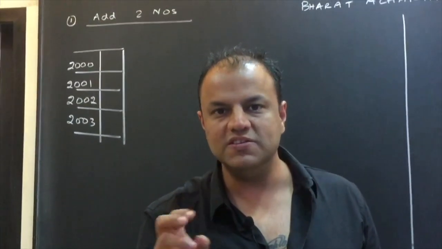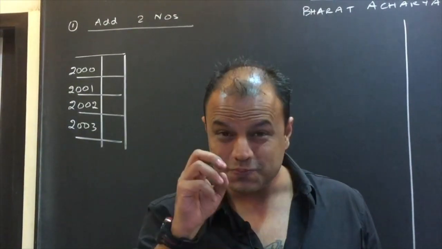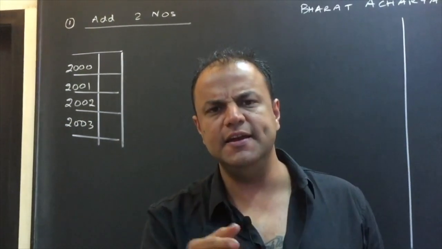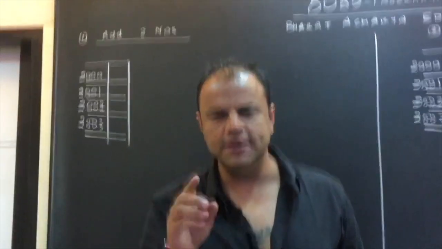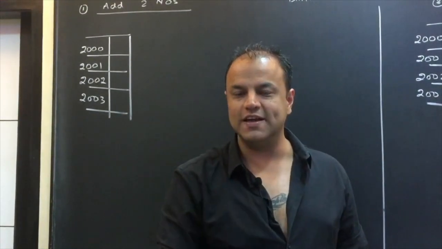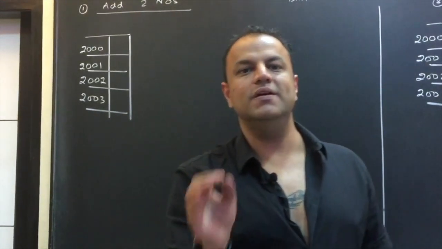8-bit numbers. So worst case situation, there will be FF. FF plus FF is 1FE. Like 99 plus 99 is 198. Similarly, FF plus FF is 1FE. In 1FE, FE is the sum, 1 is the carry. So basically, carry can only be a 0 or a 1.